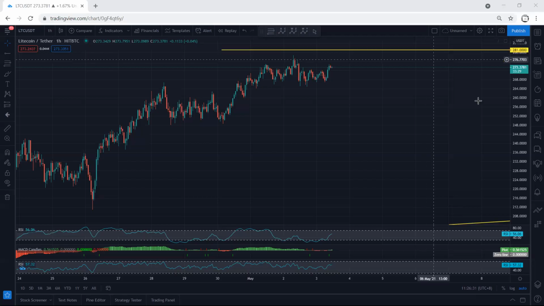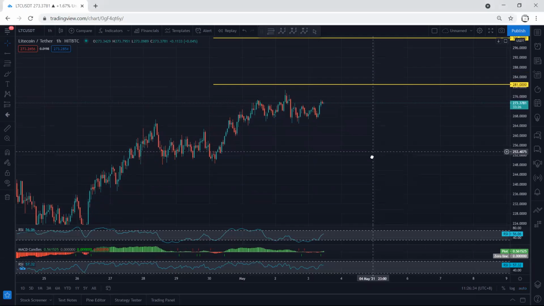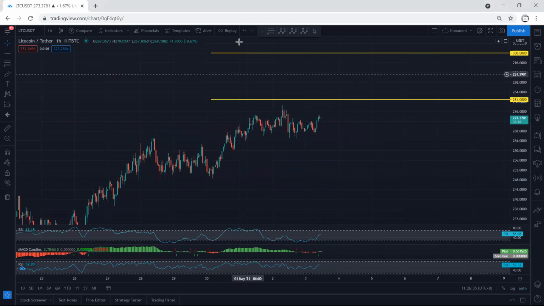LTC, we start with the 1 hour chart. Just want to give a quick update. As we can see, there are not many changes. The only thing is we get this correction and this move. All right, now we want to see how we can look for a trade.